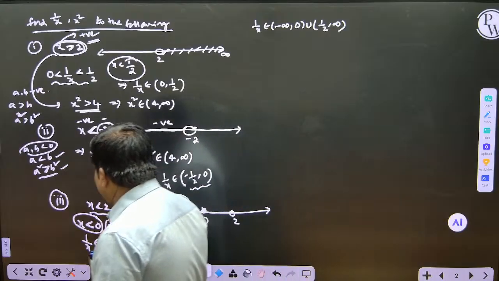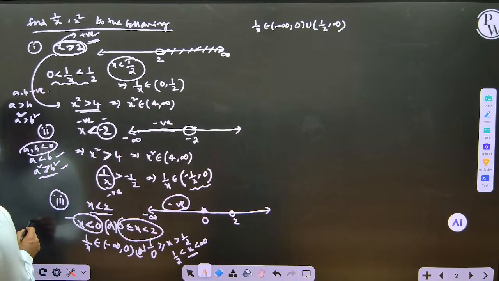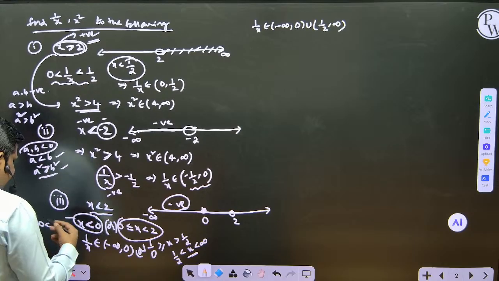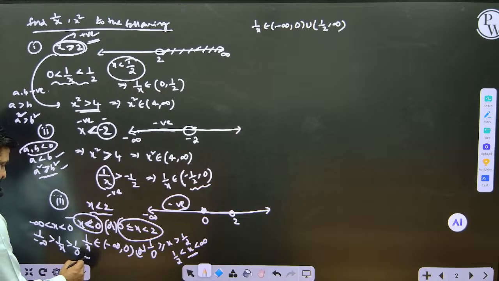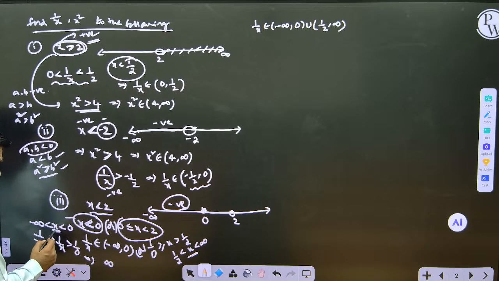Actually, if you want, you can write it like this also. x less than 0 means what? Minus infinite less than x less than 0. Take it, x less than 0, this is the meaning of it. Take the reciprocal: 1 by minus infinite greater than 1 by x greater than 1 by 0, or now reverse it. 1 by 0 is what I have to get here, infinite, but because the x values are negative, I get minus infinite.